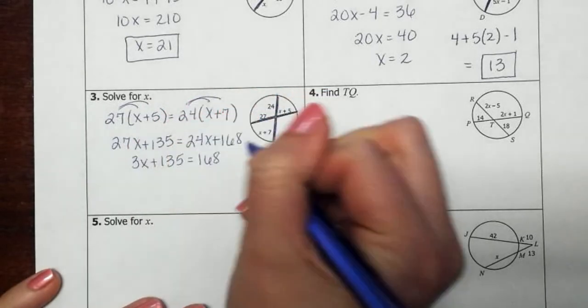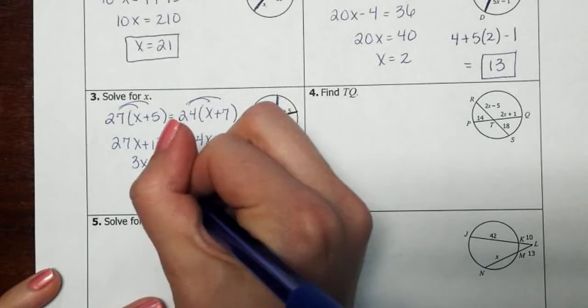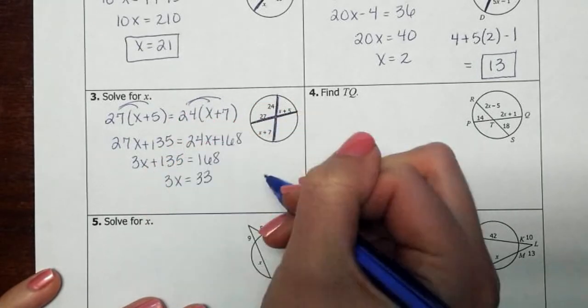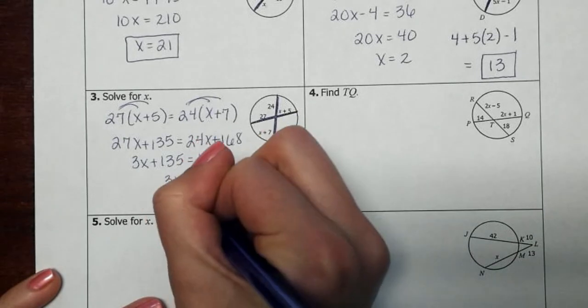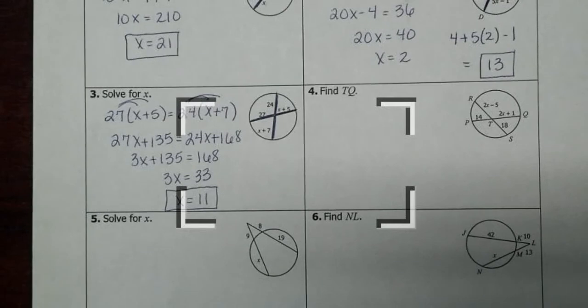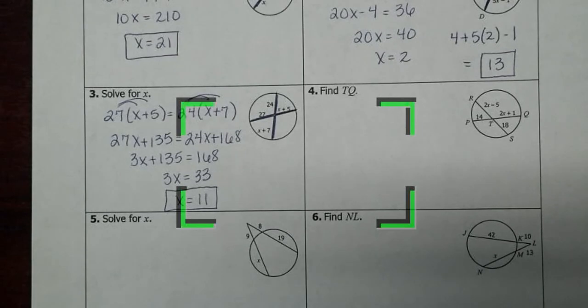Next, I want to move the 135 over, and I'll get 33. And then if I divide, I get 11. And all this problem asked for was x. Okay, let's look at number 5.